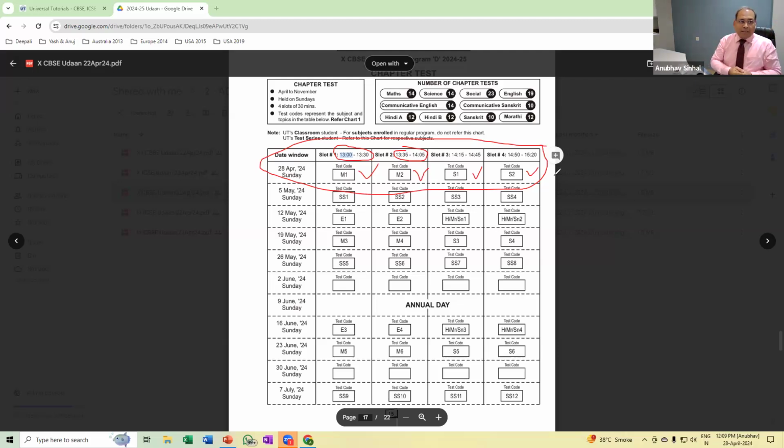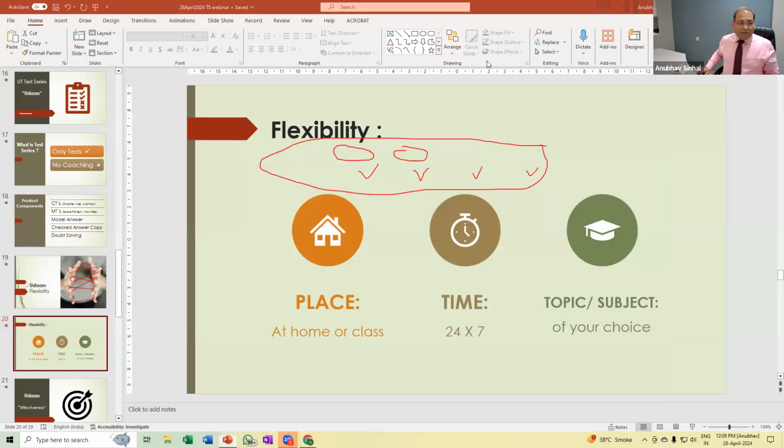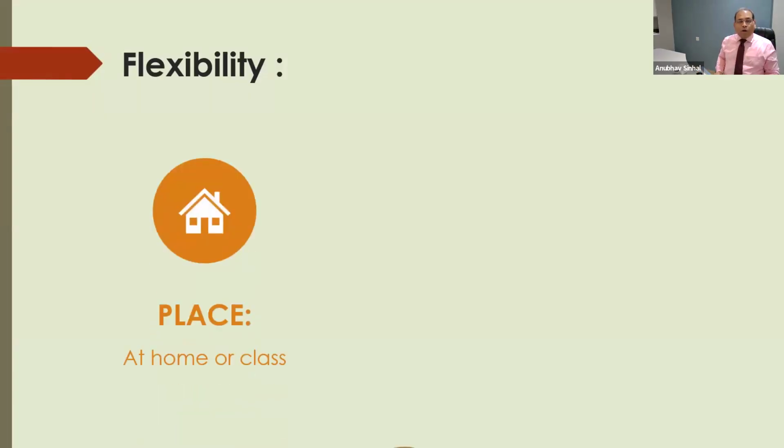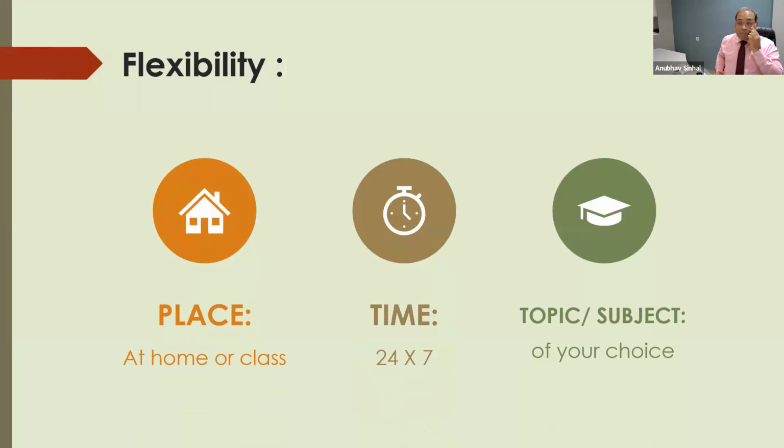S1, all topics of science. So this is the flexibility which is given to you, which is in terms of place, in terms of time if you do it online, and in terms of subject choice, topic of it. So that makes it very very flexible. आप जैसे चाहो, आपके ट्यूशन टीचर ने जो सब्जेक्ट पढ़ाया या टॉपिक पढ़ाया वो वाला टेस्ट आप ले लो. We will correct it and give it back to you.